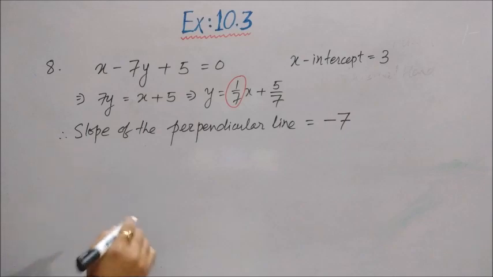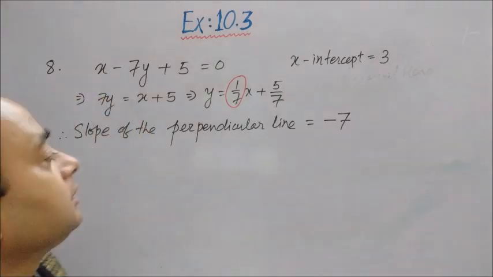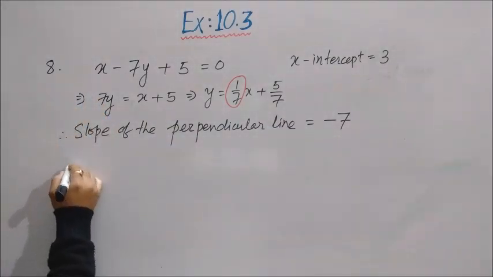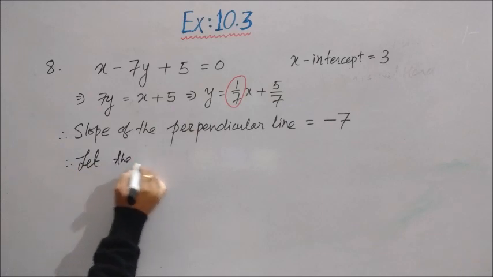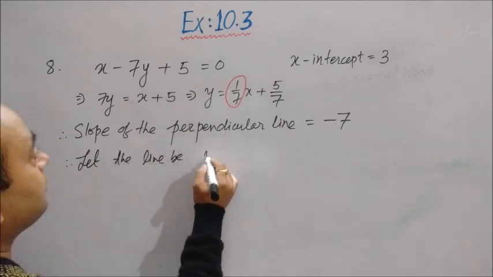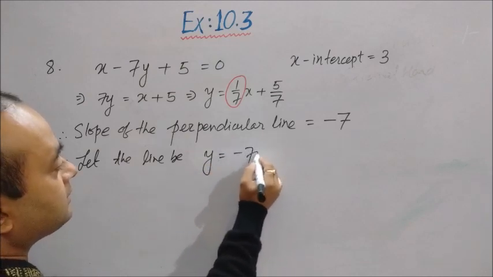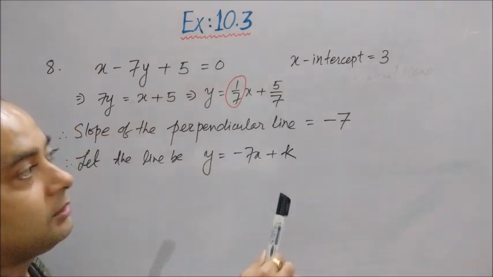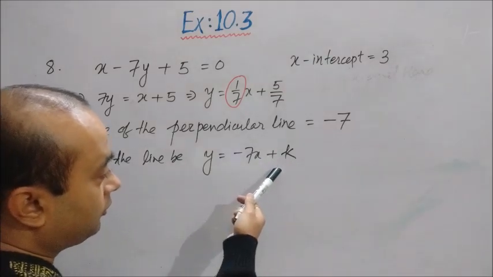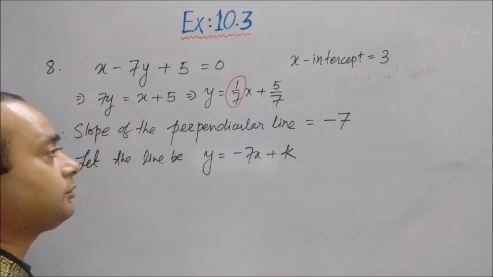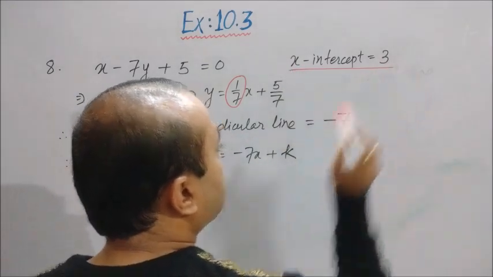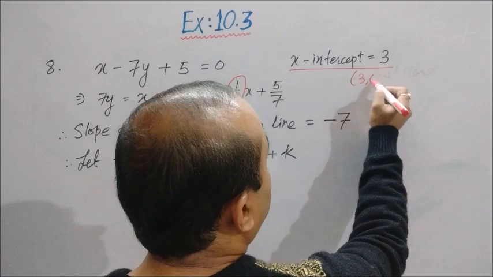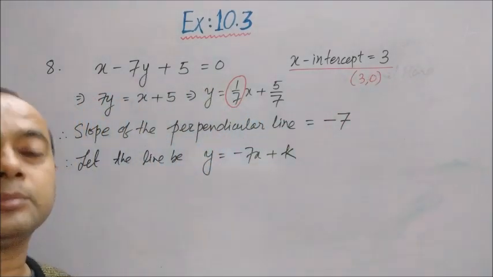And also one more piece of information is given to us, that the line has x-intercept 3. That we'll use later on. So write down, let the line be y equal to minus 7x plus some constant k. If you can find the value of k, we are done. So how to find the value of k? We will use the additional information given to us. They have given us that it has x-intercept 3. x-intercept 3 means it passes through the point 3, 0. The line will cut the x-axis at the point 3, 0.